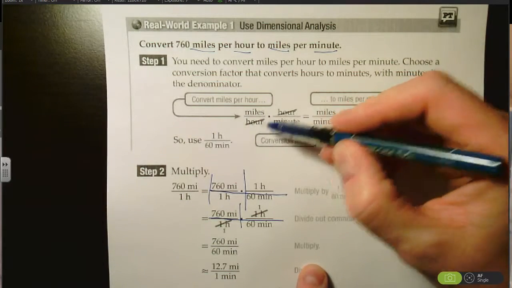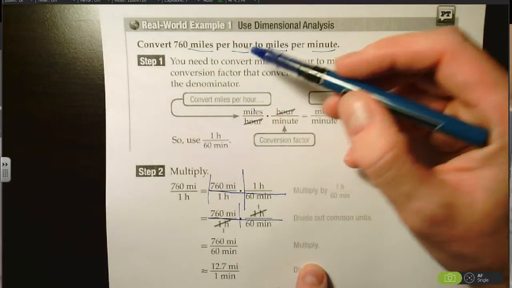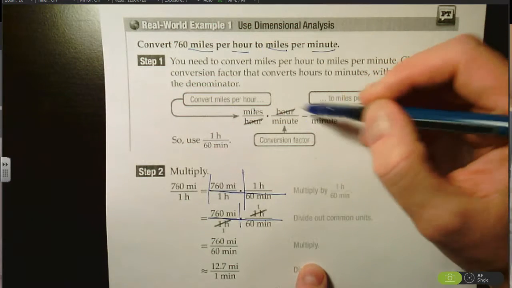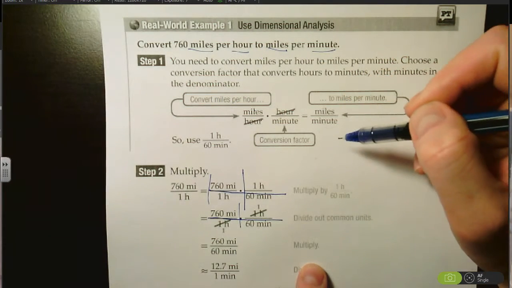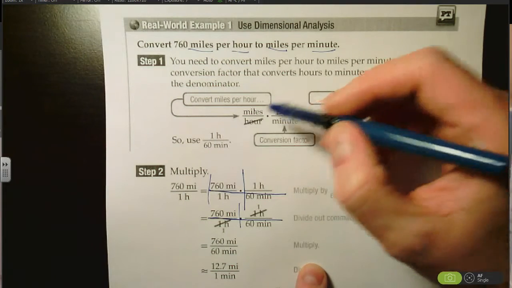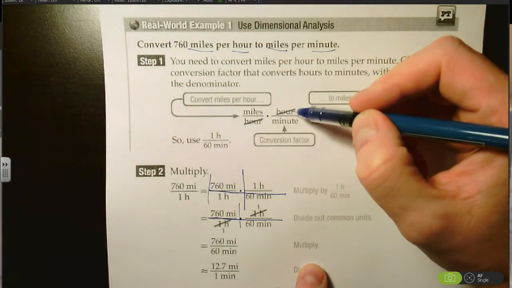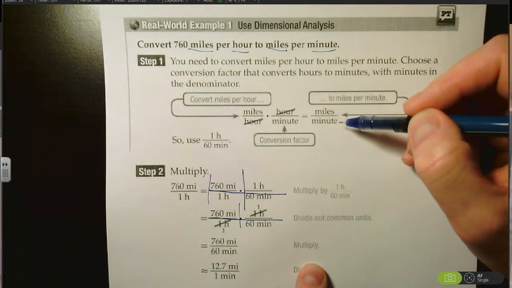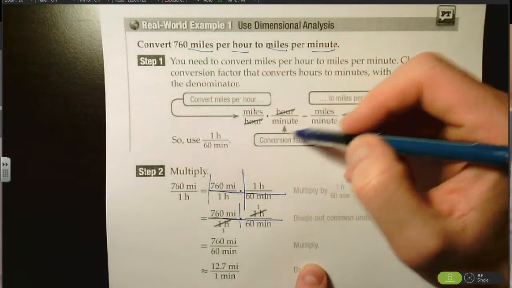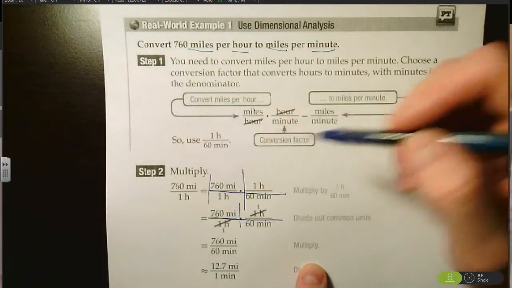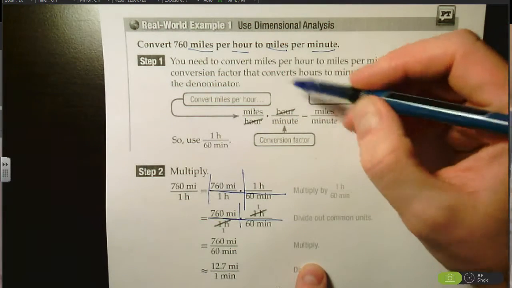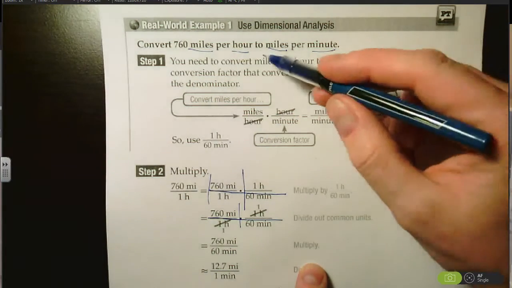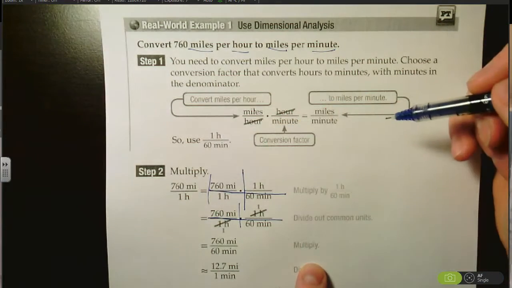So I've got miles over hours because it's miles per hour, and now I'm going to multiply by something to cancel off the hours and leave just minutes. So I've got miles over hours, and now I'm going to do hours over minutes, canceling off the hours, giving us miles per minute. Our conversion then is 1 hour to 60 minutes, because 1 hour is 60 minutes.